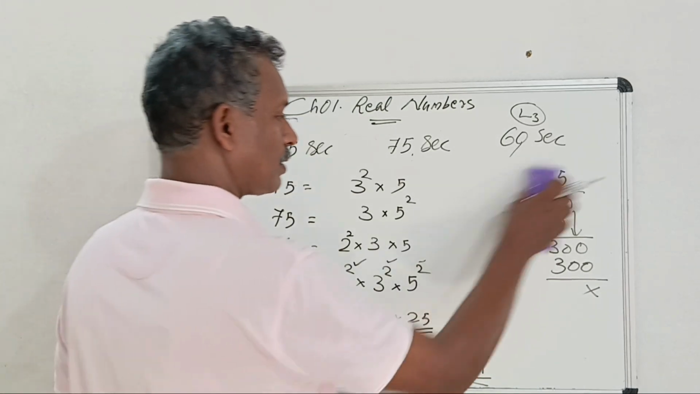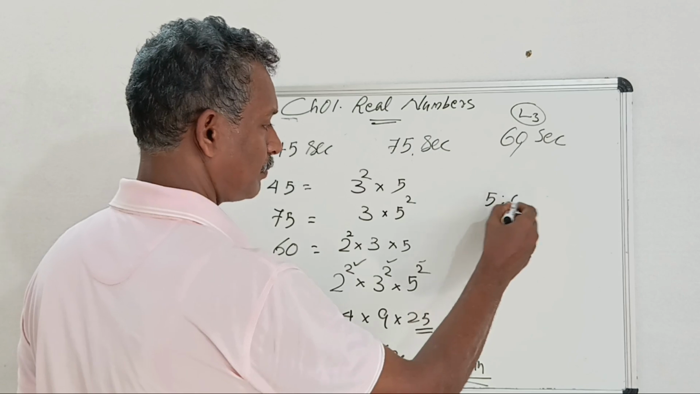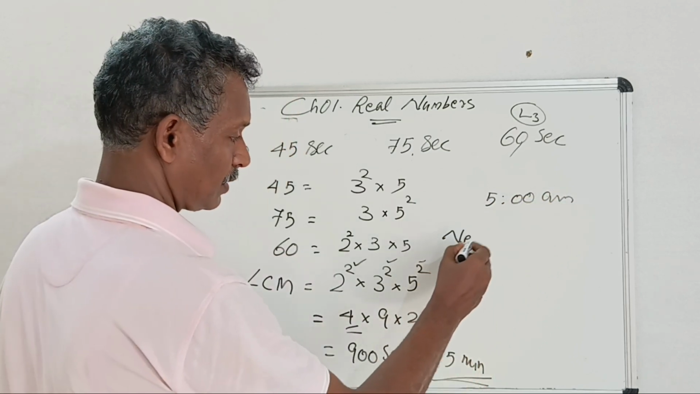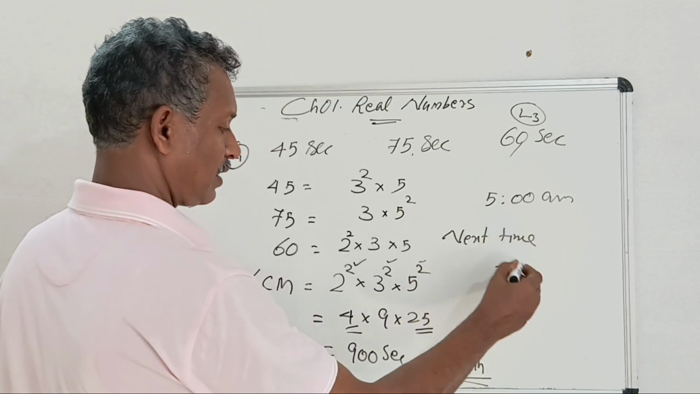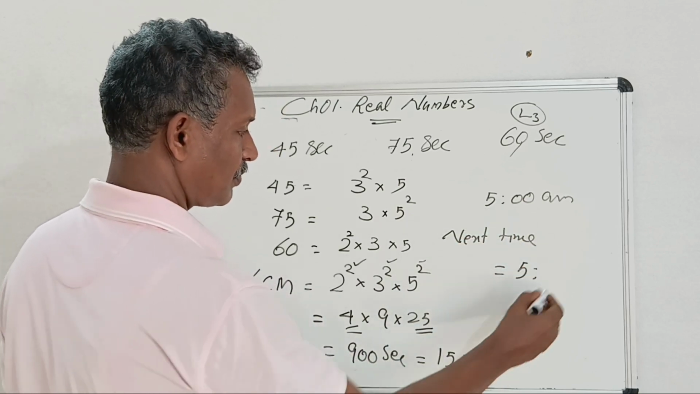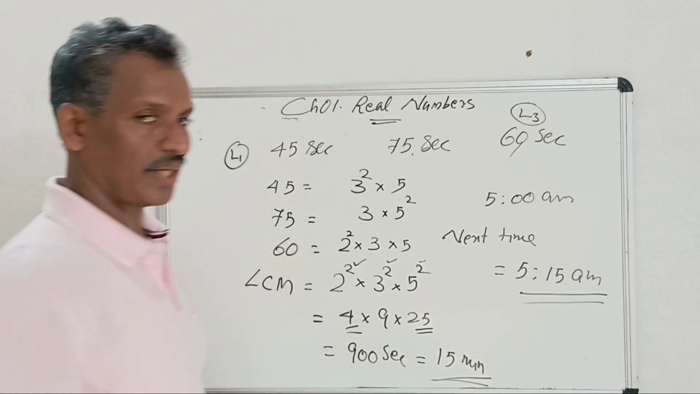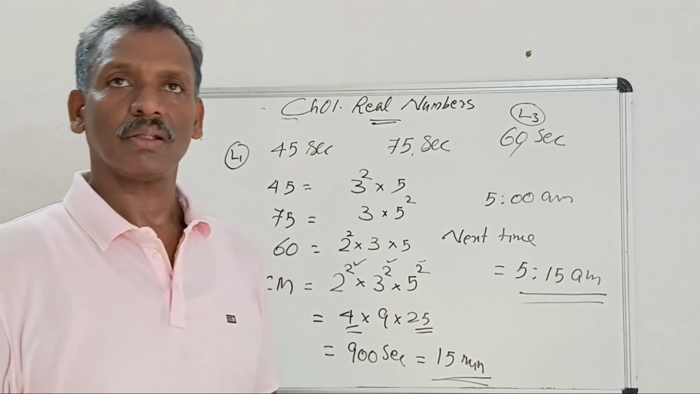In the beginning, all the lights lit up at 5 a.m. When will they light up next time? Next time is after 15 minutes, that is 5:15 a.m., they will light up again. Instead of lights, it may be alarms.